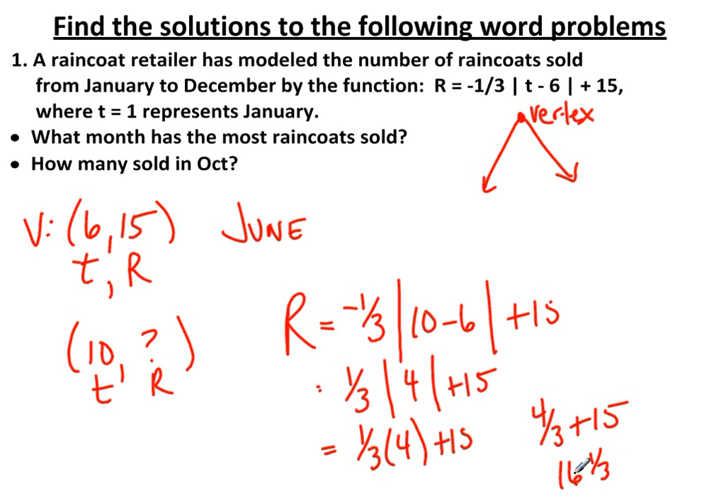Now you can't sell 16 1/3 rain jackets. Because remember, this just models it. So this is getting us as close as possible. It's like when we did linear regression, the line wasn't exact, it just gave you a nice model for what it would be. So what you could say is that it sold approximately 16 raincoats. Okay.